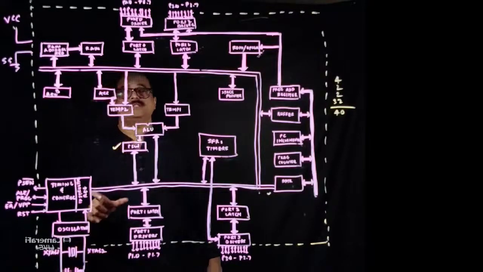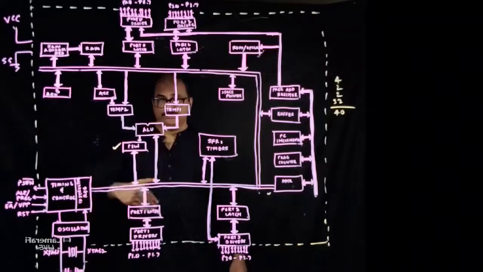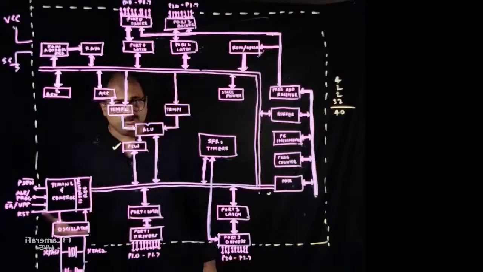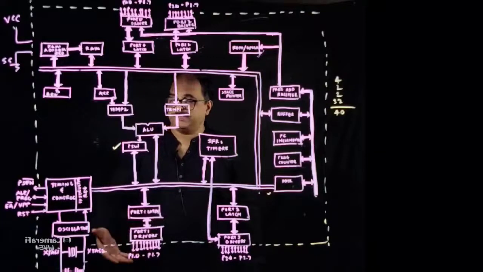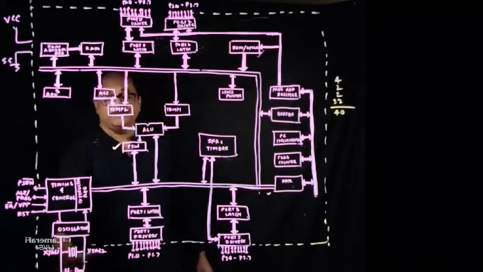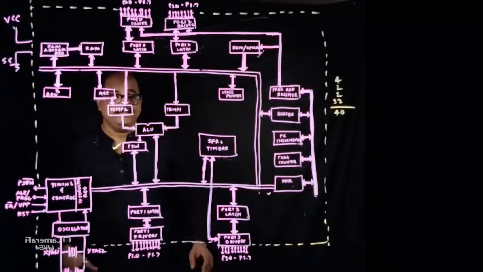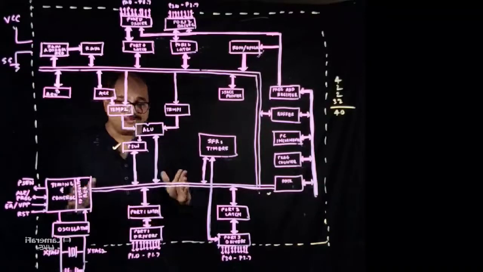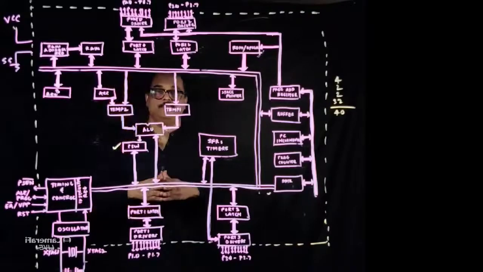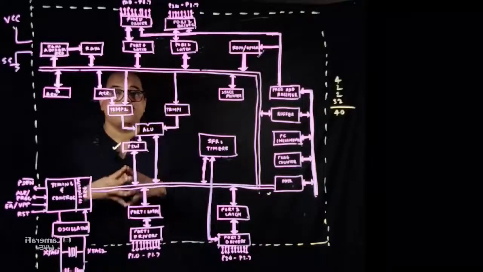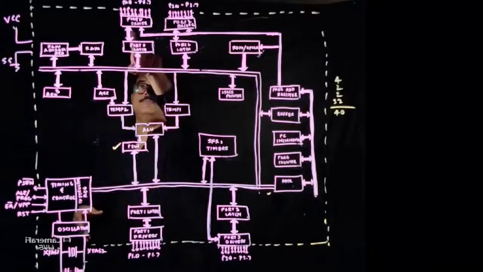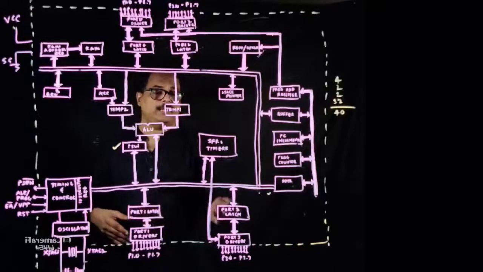You require an oscillator to run this microcontroller. You require a clock signal. This clock signal is generated by the oscillator, and you require a crystal to be connected from outside to this oscillator. So you require 2 pins there, XTAL1, XTAL2. So 4 pins here, 2 pins here, 2 pins here, and then you require ports, right? The 8051 has 4 ports: port 0, port 1, port 2 and port 3. They are shown here.